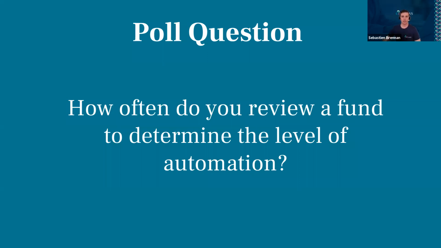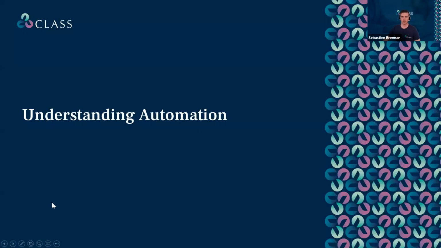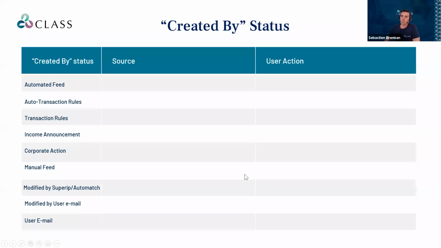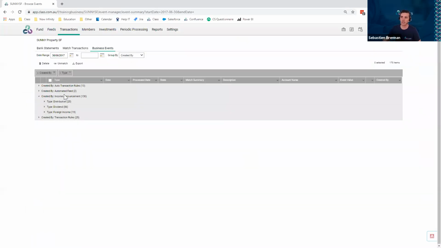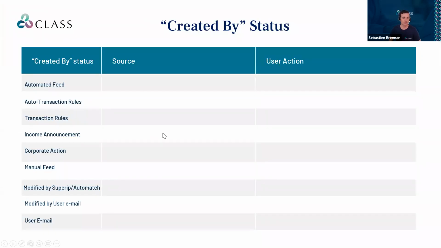Okay, so let's move on to our next area. So we're going to look at understanding the automation. So what we've got here are our created by statuses. Now these are all the statuses that you'll encounter in that previous screening class. So just going back here, these are these statuses here. And what we're going to do now is explain what each of them mean and also understand where transactions come from if they've got this particular status.